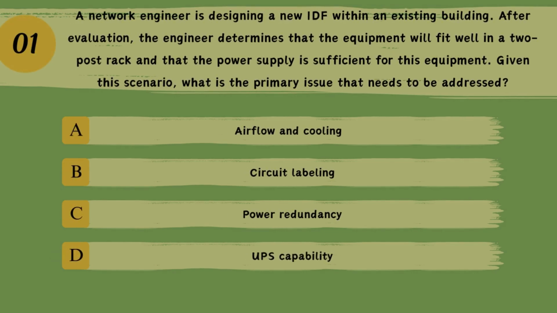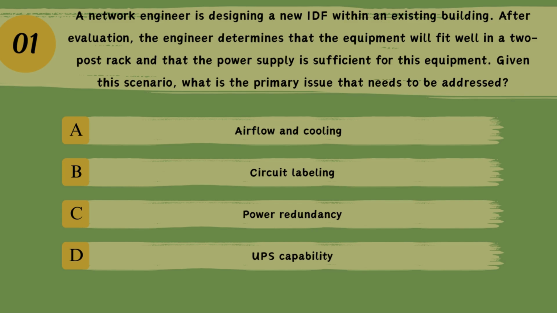Question 1. A network engineer is designing a new IDF within an existing building. After evaluation, the engineer determines that the equipment will fit well in a 2-post rack and that the power supply is sufficient for this equipment. Given this scenario, what is the primary issue that needs to be addressed?